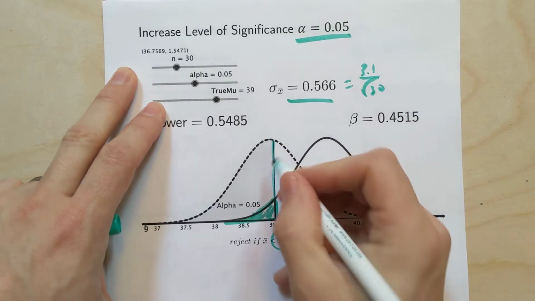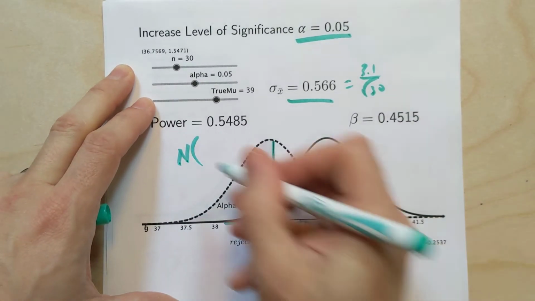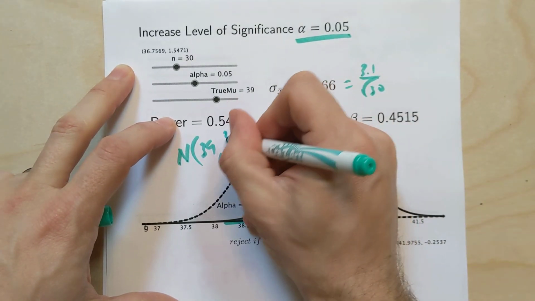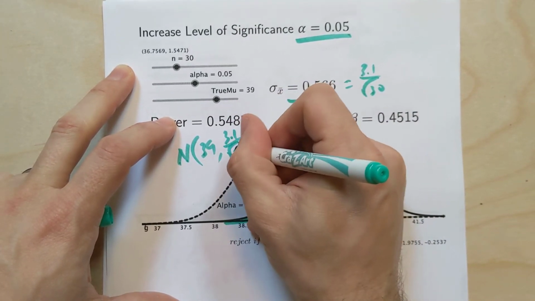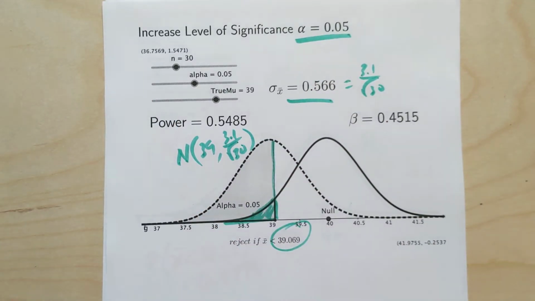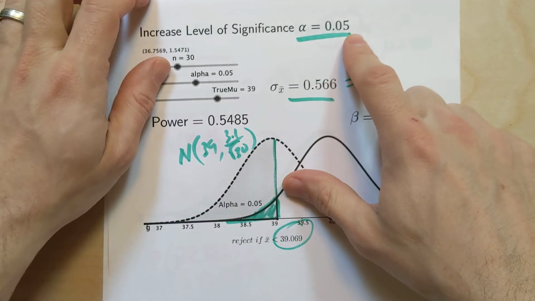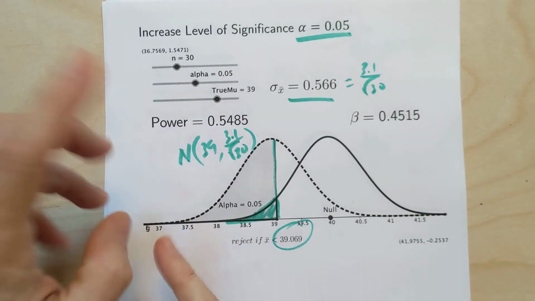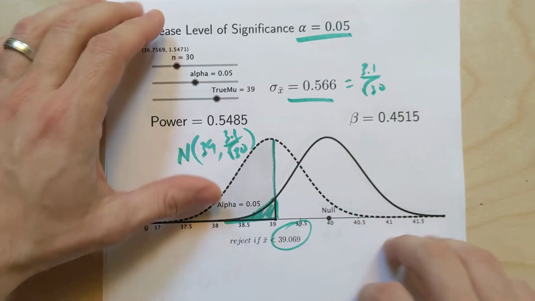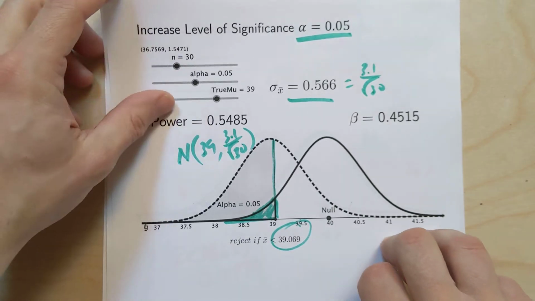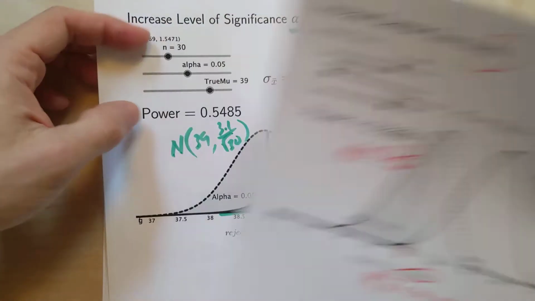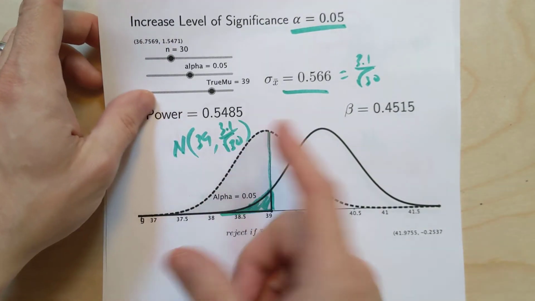And so in this case, our true distribution would have been centered at 39, would have had a standard deviation of 3.1 divided by the square root of 30, because remember, we're back to the sample size of just 30. But that level of significance of 0.05 does create more situations where we're going to reject the null hypothesis, increasing the power of our test to 54.85%. Notice that increasing the sample size, all things being equal, made it a little bit more powerful than actually just increasing the level of significance.